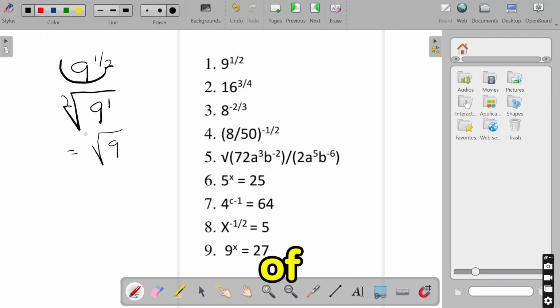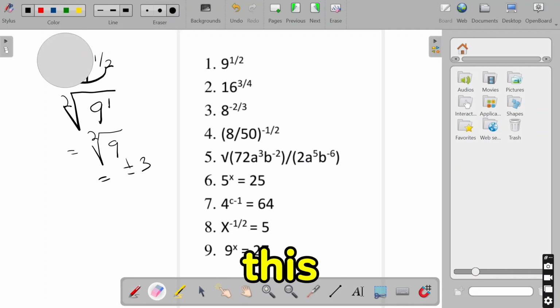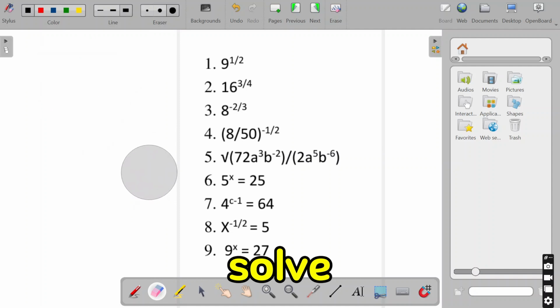And the square root of 9, either you write the 2 or you don't write it, is plus or minus 3. That is, plus 3 times plus 3 will give you 9, and minus 3 times minus 3 will also give you 9. So that solves this.